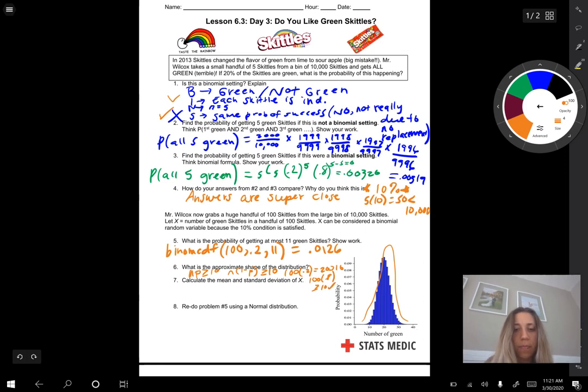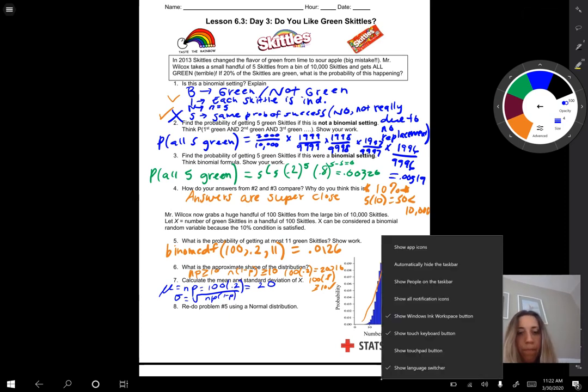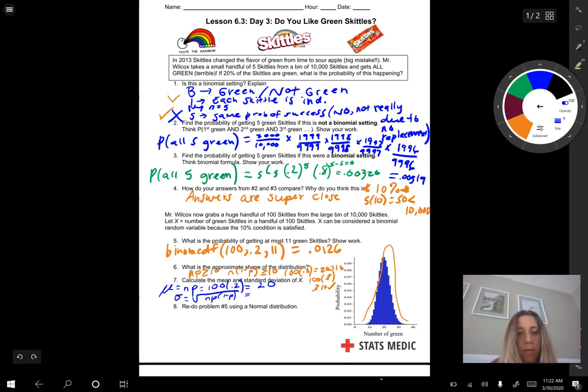Now, if we were to calculate the mean and standard deviation, remember if we're approximating binomial, the mean is N times P, which is 100 times 0.2, so the mean would be 20. And standard deviation is the square root of N times P times 1 minus P, which would come from the square root of 100 times 0.2 times 0.8, and that equals 4.